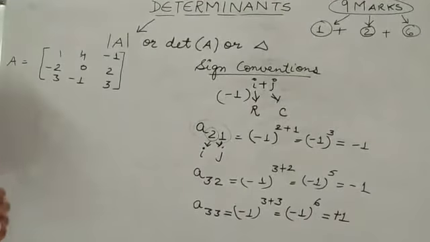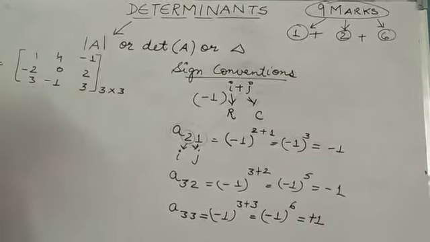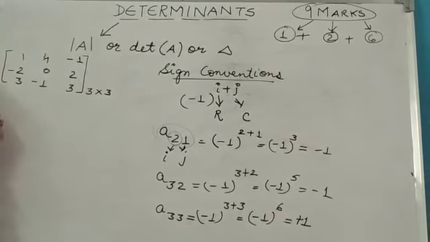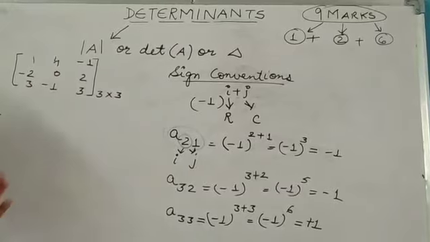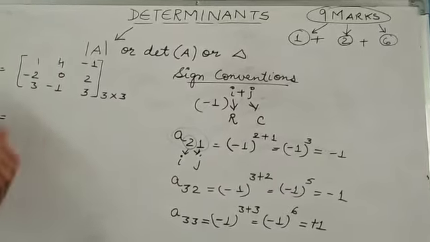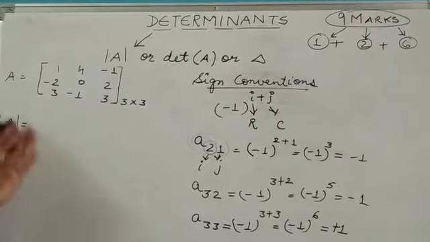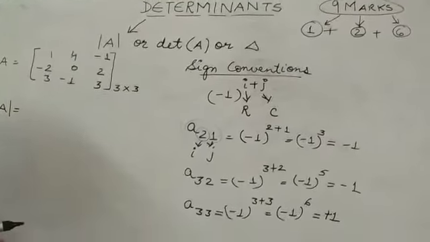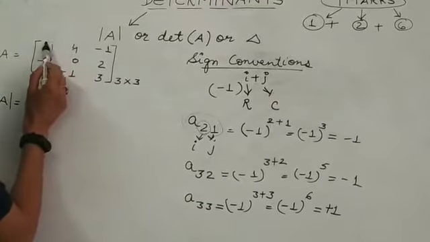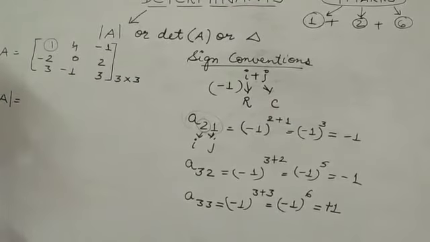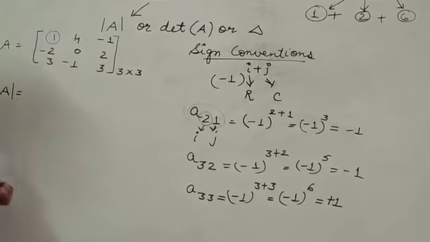Let us continue with this example. This is your matrix A of 3 into 3 order. If you want to find the determinant of A, then we have to first reduce this 3 into 3 matrix to the form of 2 into 2 matrices, and then we can do as we have done in finding the determinant of a 2 into 2 matrix. Here, first of all you have to select one element from any row or any column. So let's suppose I am taking this 1.